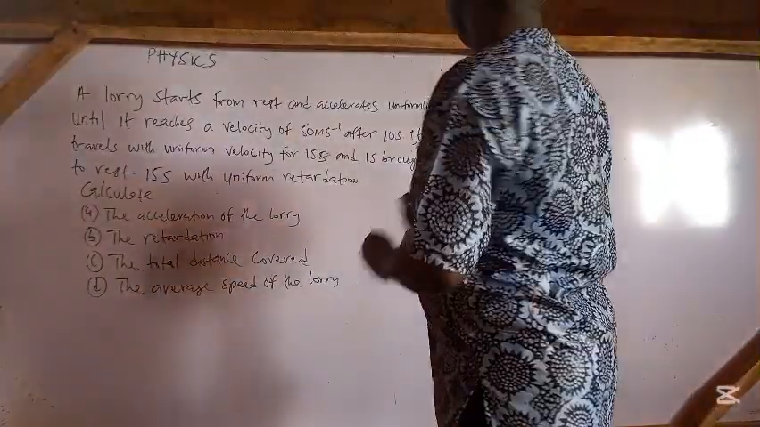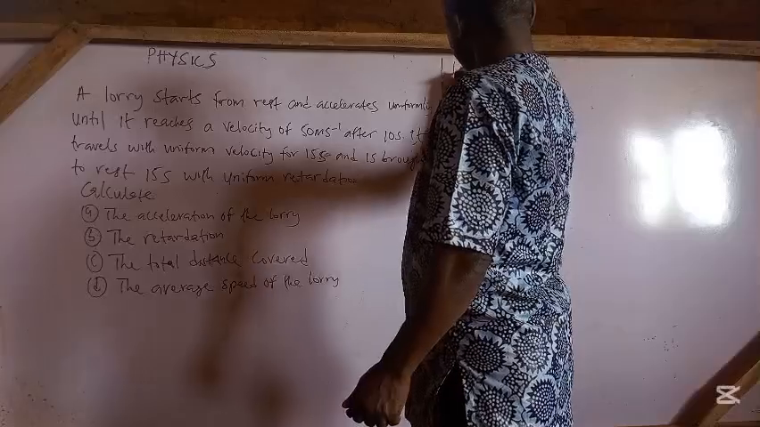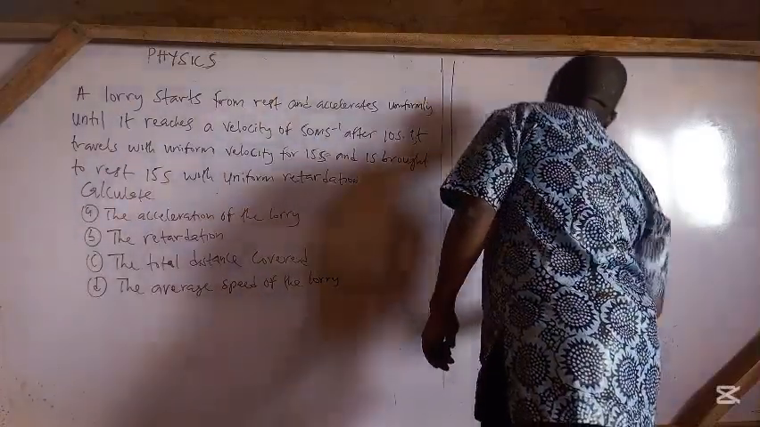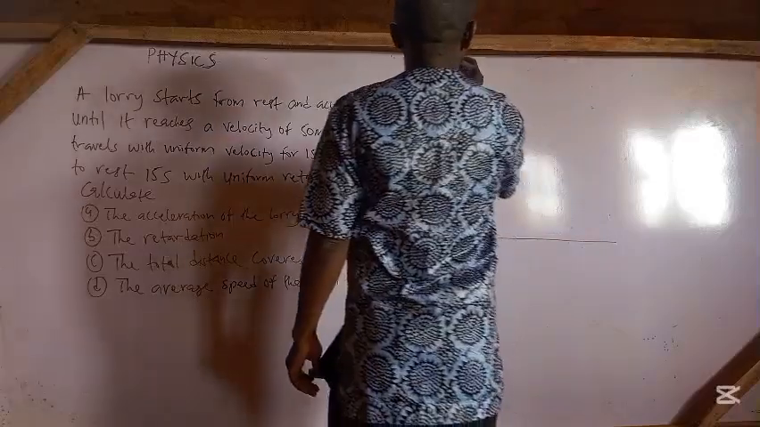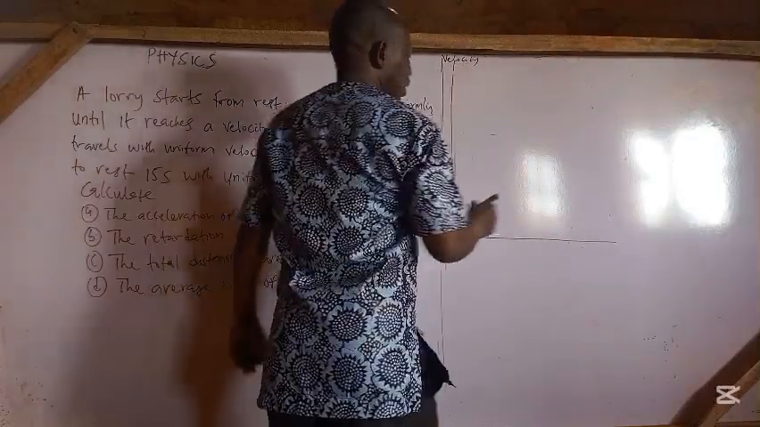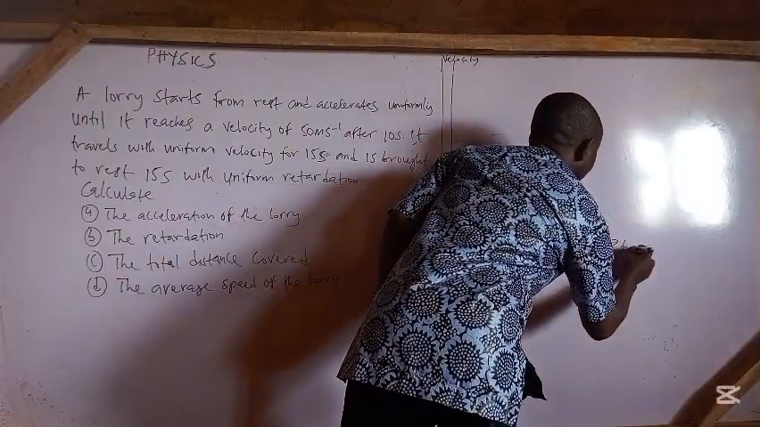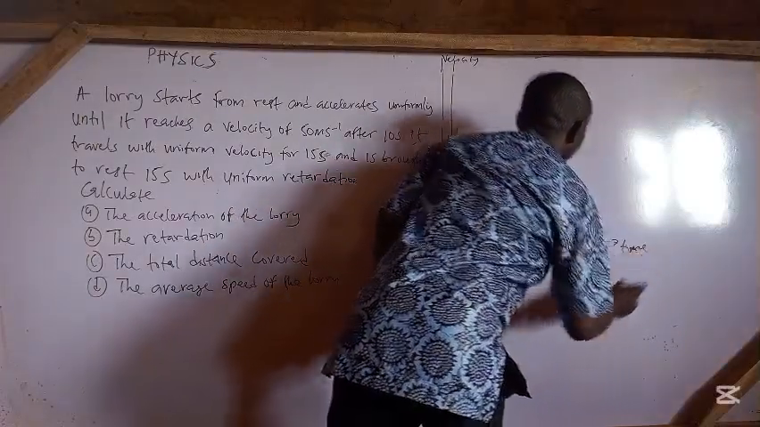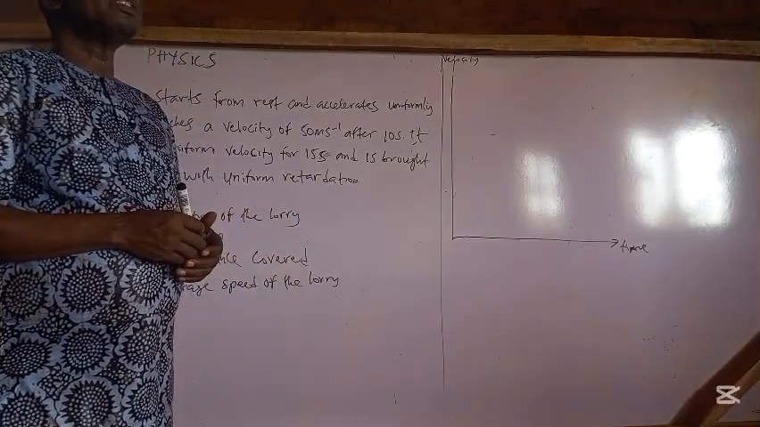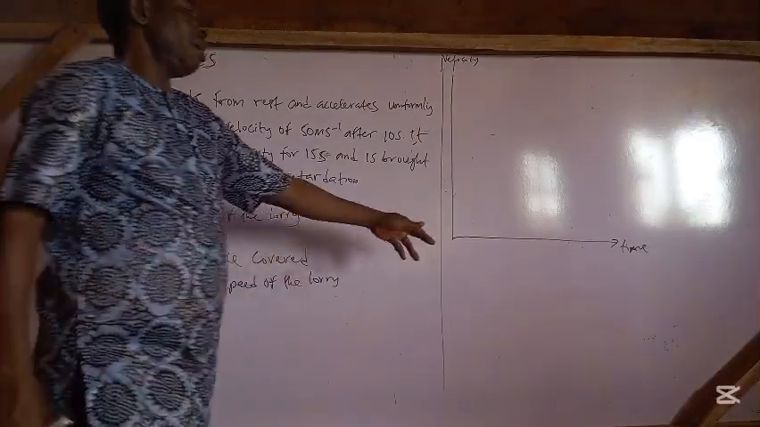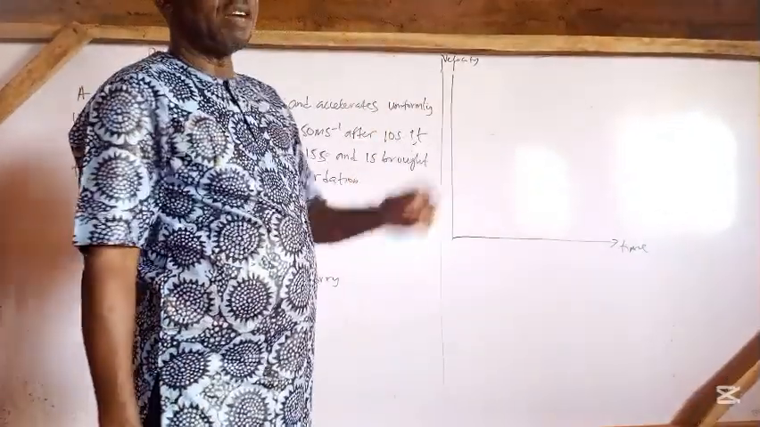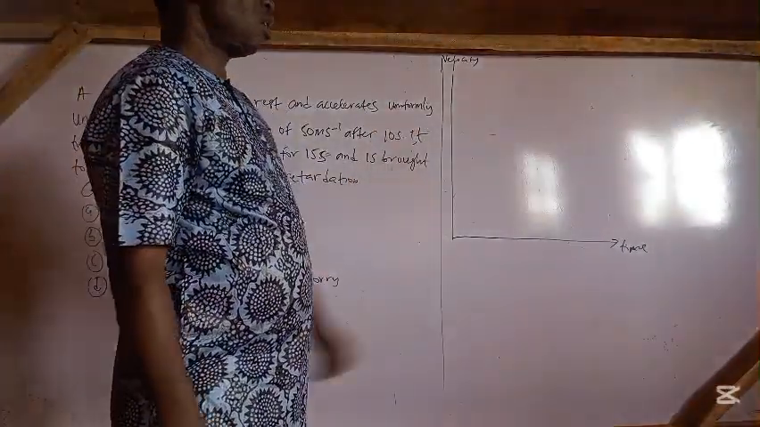So you draw the vertical line and you draw the horizontal line like this. This is velocity or speed, and this is time. And when a body starts from here, it means that it starts from the origin, so the initial velocity is zero.